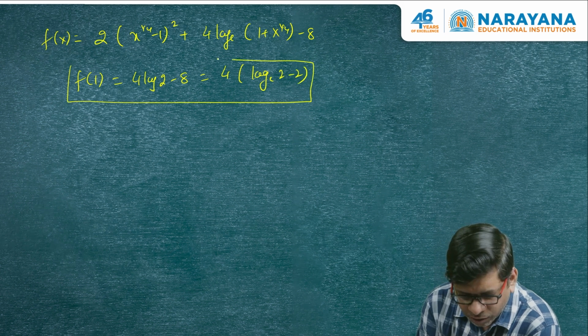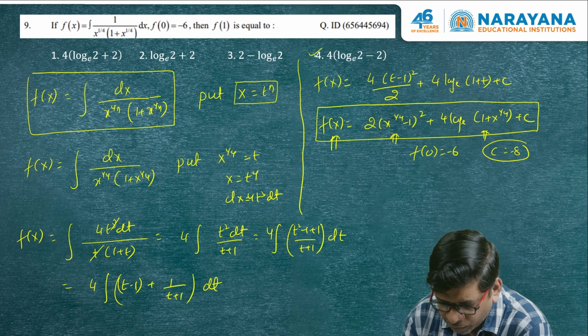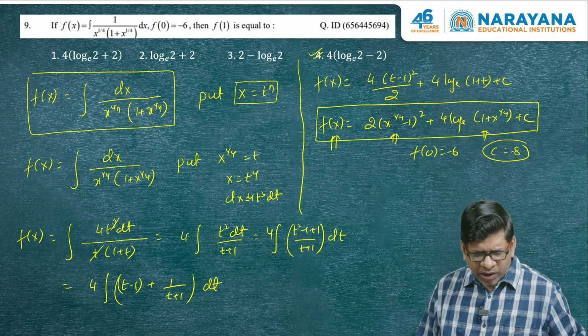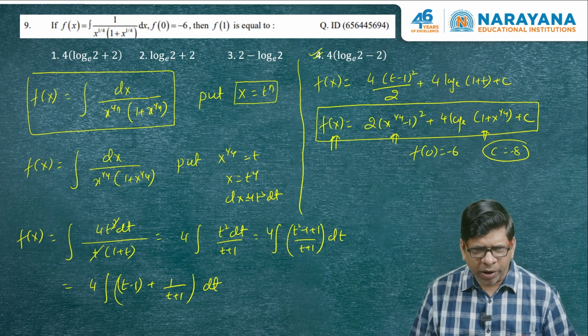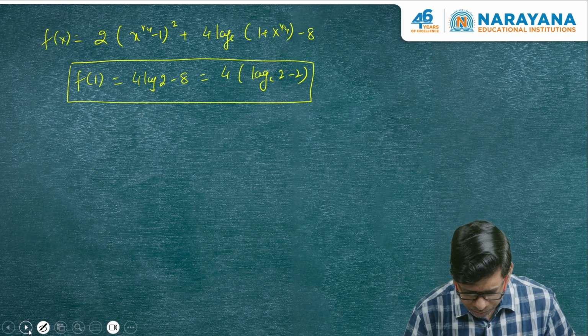So this is the correct answer for this question. 4 times (log 2 minus 2), and that is option number 4. So the fourth option is the correct answer. The difficulty level of this question is moderate. You can definitely solve this question, a known question from the NCERT textbook.